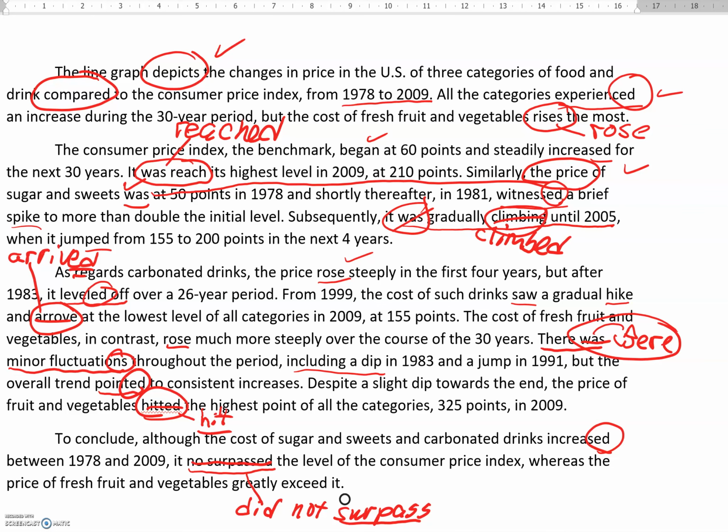whereas the price of fresh fruit and vegetables greatly exceeded. Well, this again is common, just forgetting to put the past tense. I suppose in Chinese, because there is no past tense, it's easy to forget, but just add ed in this case. Remember, a very large majority of English verbs take the regular ed ending for the past tense. So if you see a verb and it looks like something you haven't seen before, like exceed perhaps, then it's probably a simple past ed ending.